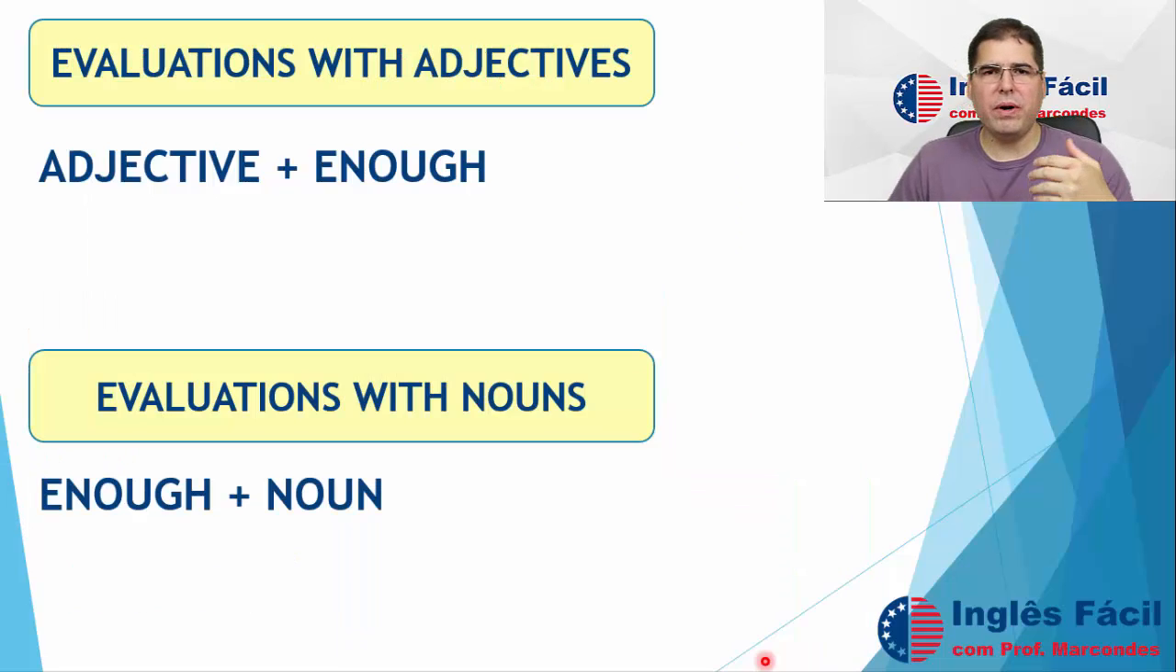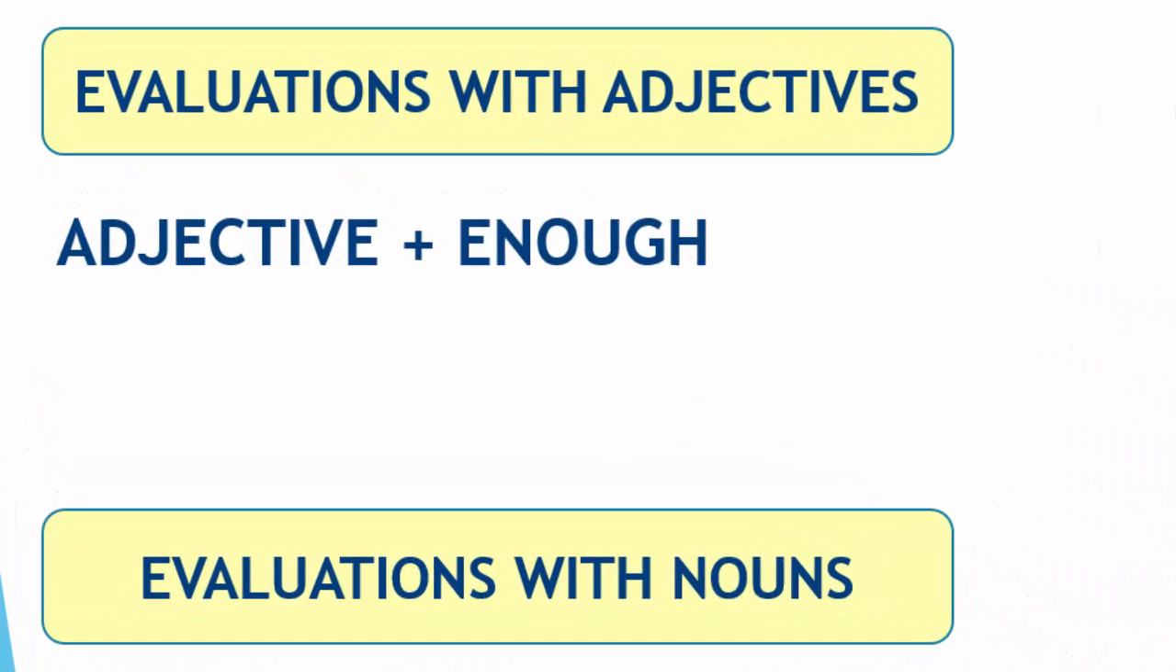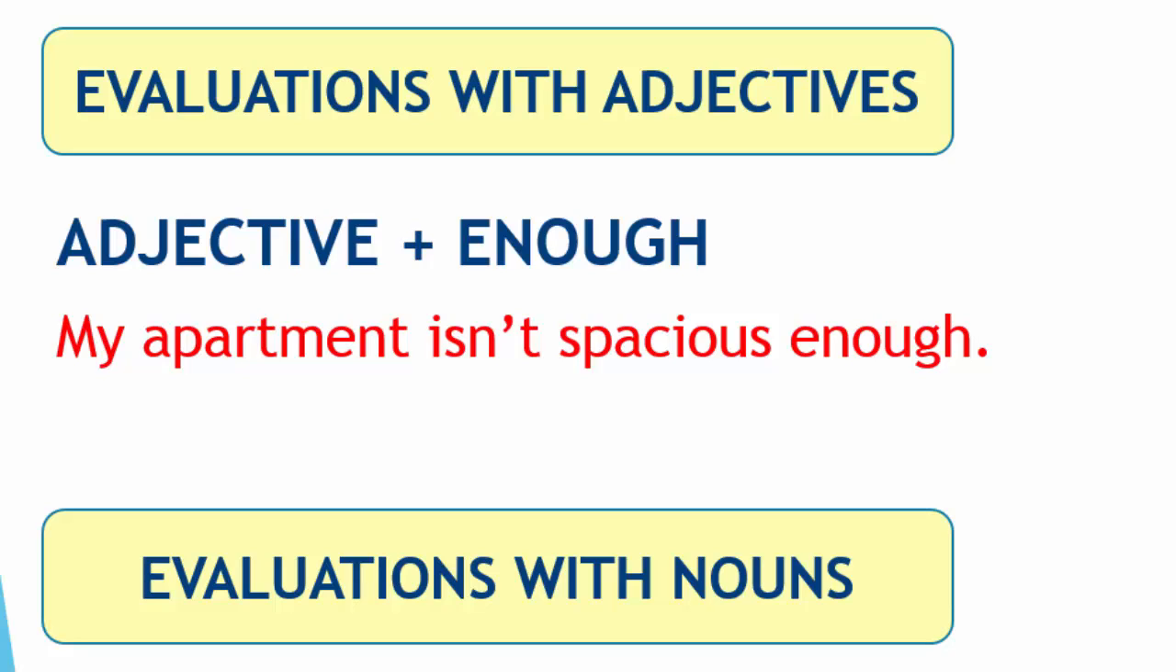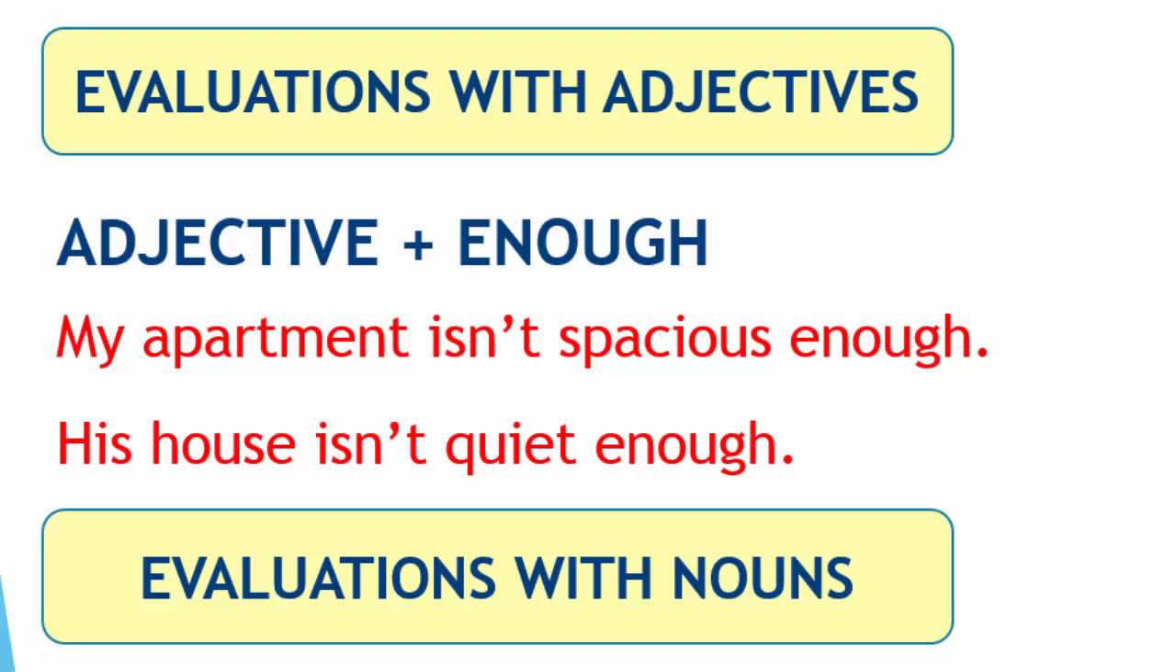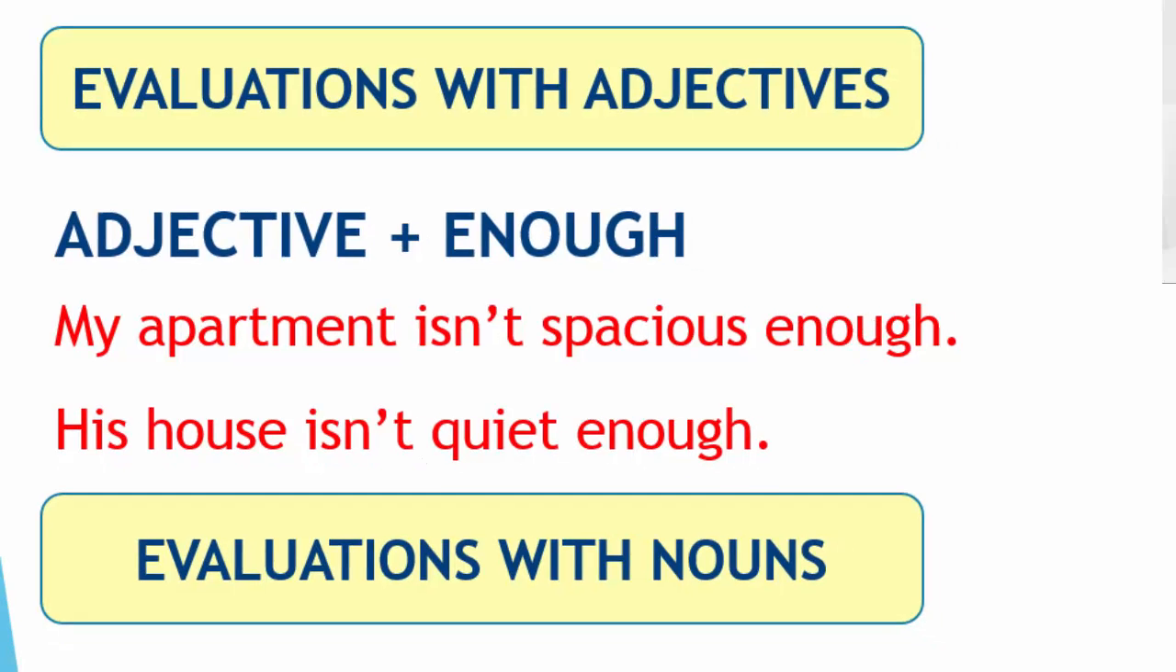So, remember last class we learned how to evaluate an apartment or a house using adjectives. Remember? Let's review very briefly. Okay, so adjective plus enough. Example, my apartment isn't special enough. Or his house isn't quiet enough.